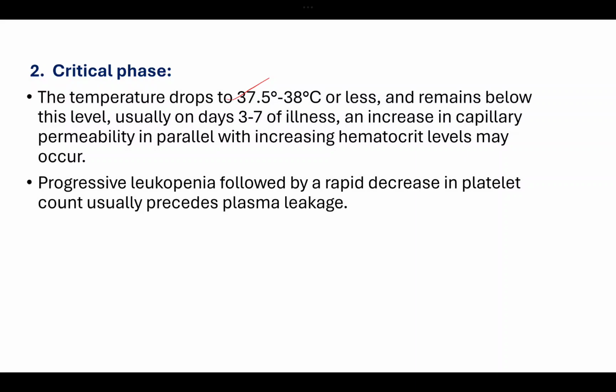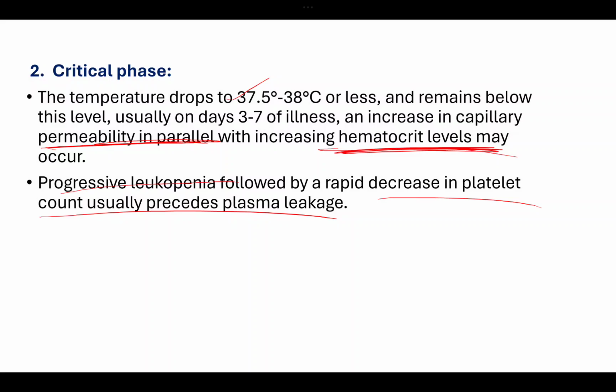It is because there is an increase in the capillary permeability, which may occur in parallel with increasing hematocrit levels. So you can see that there is an increase in the capillary permeability and an increase in the hematocrit levels. Progressively, the patient also presents with leukopenia, a decrease in the WBCs, followed by a rapid decrease in the platelet count. Usually, this precedes the plasma leakage.